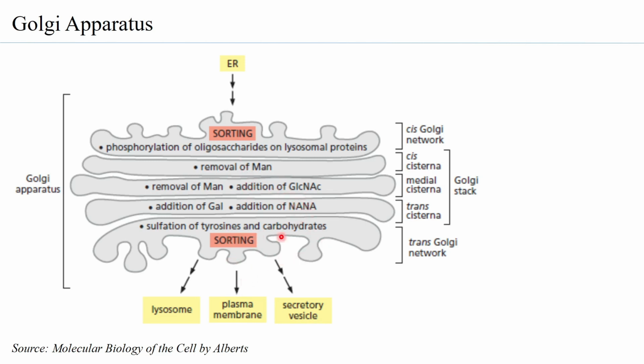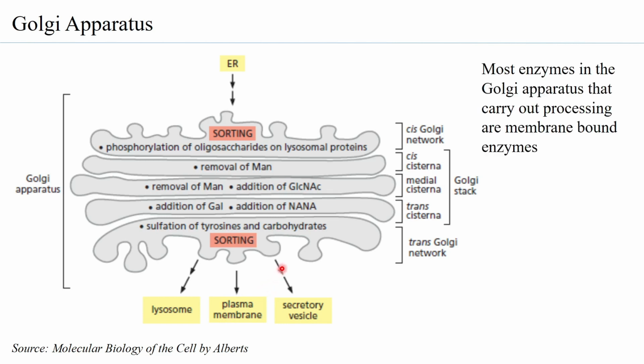And based on the final modifications, those modified cargo proteins are then sorted into different vesicles, and those vesicles are sent to either the lysosome, or they become the secretory vesicle, or they go and become part of the plasma membrane. So this is what happens in the Golgi. And interestingly, what has been observed is that most of the enzymes that carry out these functions are membrane-bound enzymes. So they are found in the membranes of the Golgi apparatus.